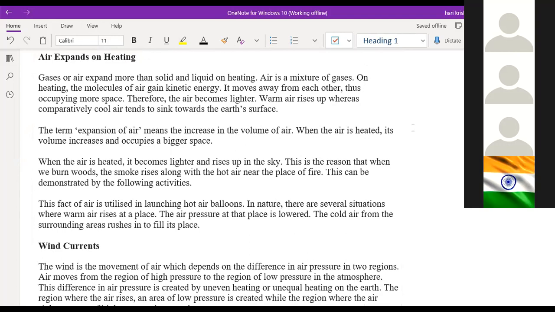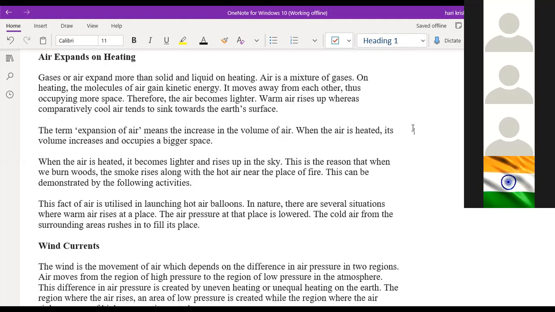Okay, so compared to any states of matter, like the three states of matter, the gases will expand more when you are heating. So air is also a mixture of gas only, right? So on heating, the gas molecules will get the kinetic energy. What is the meaning of kinetic energy? Anyone? Sir, when a body is in motion, it is said to possess kinetic energy. The energy possessed due to the virtue of its motion, right? The energy possessed due to the motion of the body is called kinetic energy.